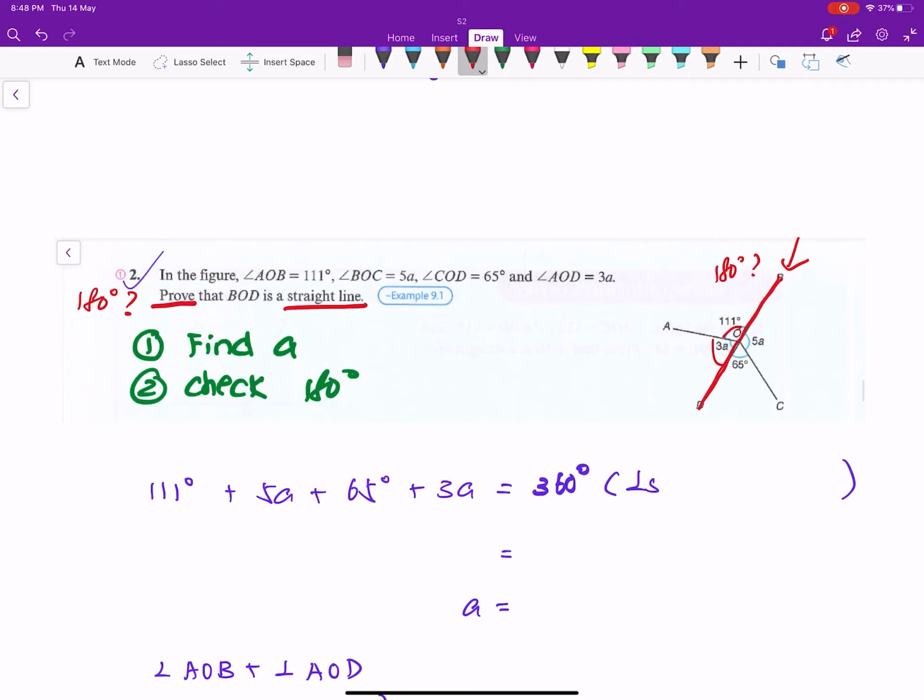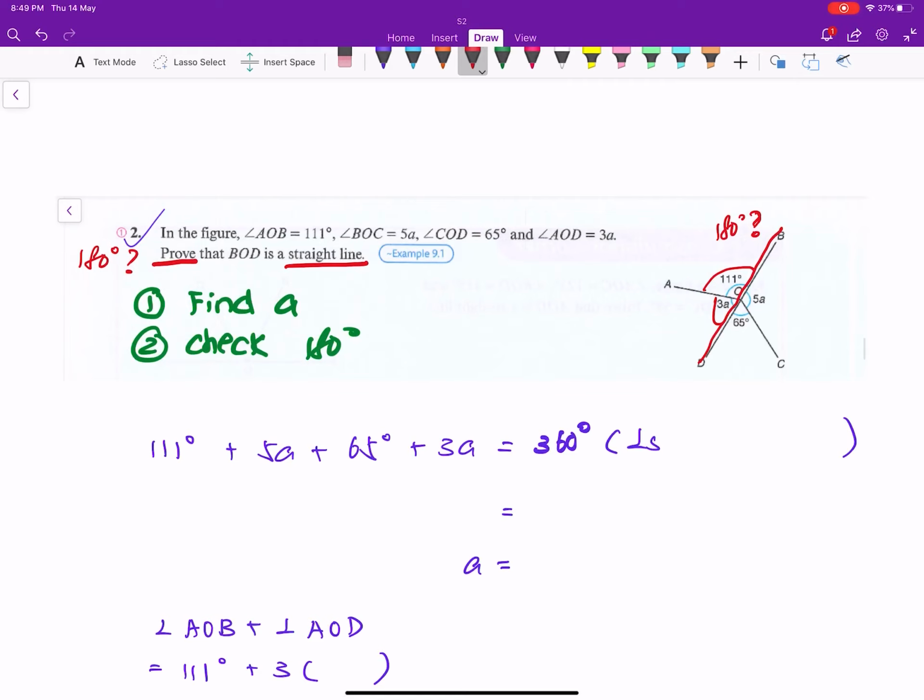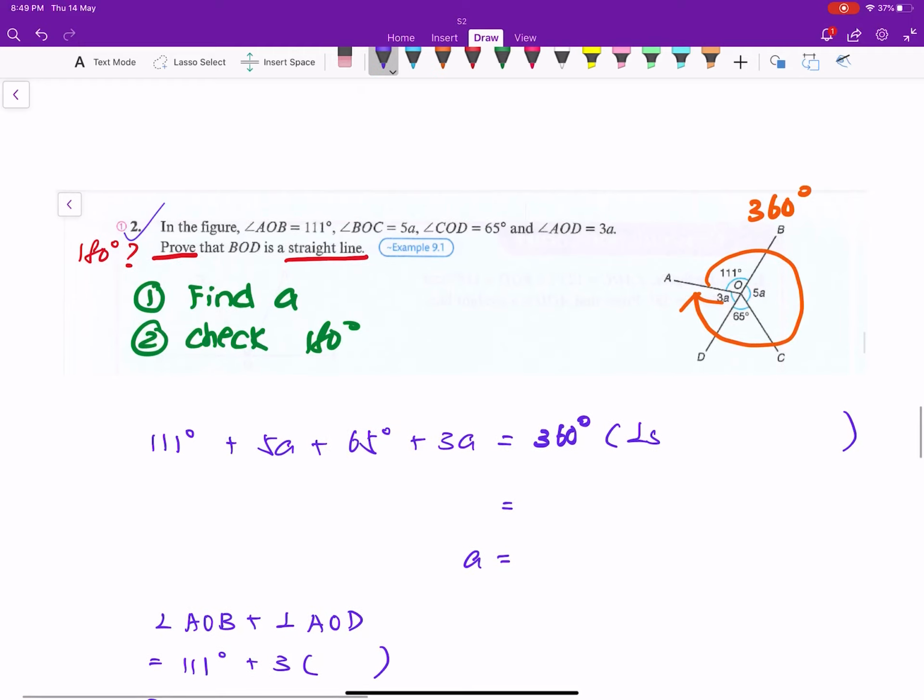We need to prove it, so we need to check if the sum of these two angles is 180 degrees, okay? If yes, then DOB is a straight line, okay? But we don't know the value of A, so we need to find the value of A first, okay? So you can see that it is a round circle, okay? So the sum of these 4 angles will equal 360. The reason is angles at a point.